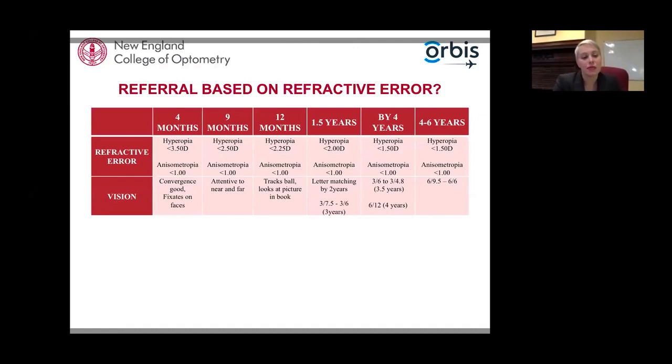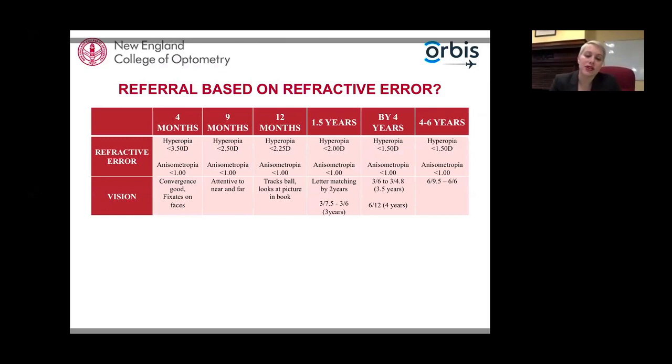Notice how it says down the bottom anisometropia less than 1. So we always want to make sure that there is less than a 1 difference between the two eyes. But you can see that kids, when they're born, start off relatively hyperopic, and as they get a little bit older, that hyperopia decreases.